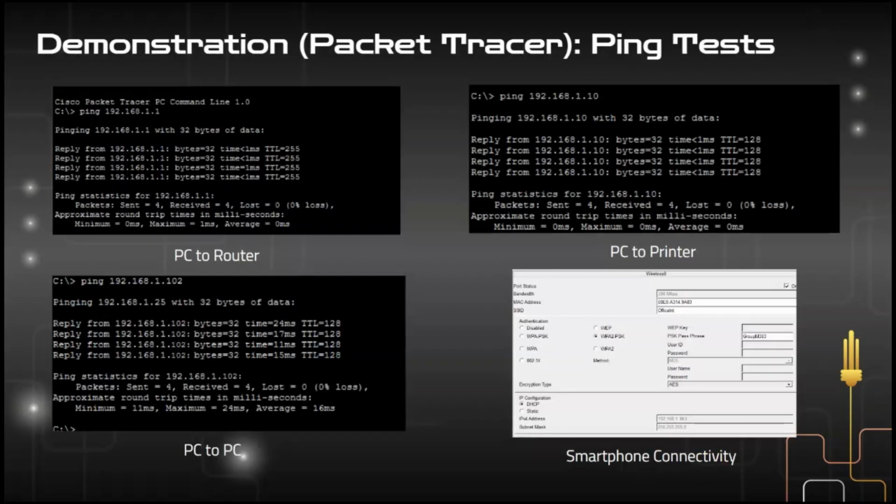To the right, you can see the ping test to the printer was also successful, showing that the wired path is fully operational. For the bottom left, we test the PC to PC communication. It was successful, which confirms that all devices on the local area network can reach one another.